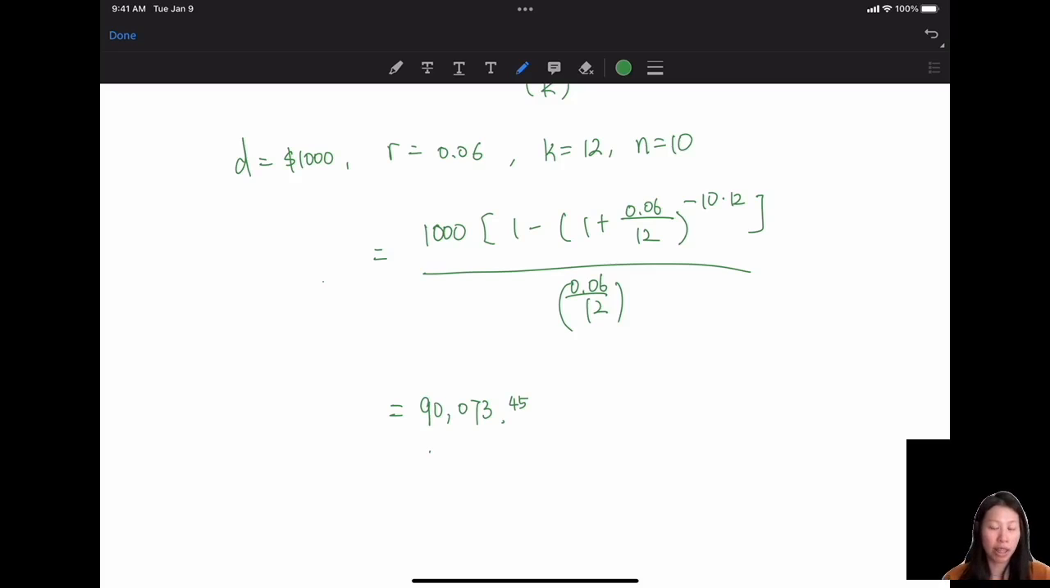So the loan balance with 10 years remaining on the loan will be $19,073.45.